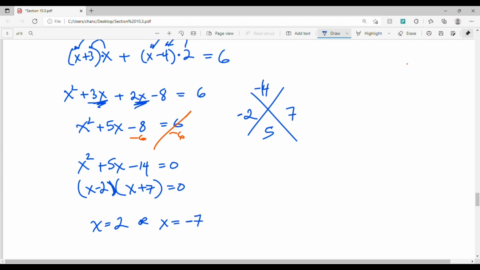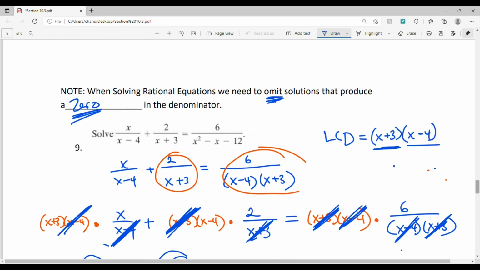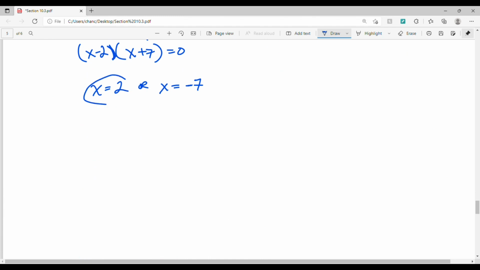It's possible that they both could work, so we'll have to check our denominators. We have 2 and negative 7. If you look in the denominator, if I plug in a 2, I don't get a 0 at any moment. So the denominator here, if you were to plug in a 2 and do the work for it, each of these would not be 0 at all. So 2 is a good solution.